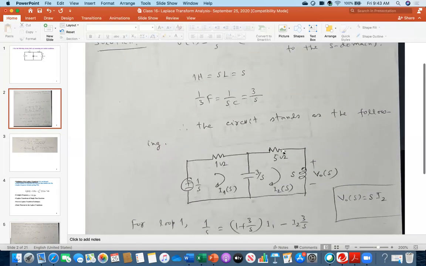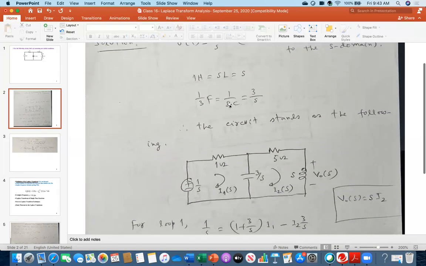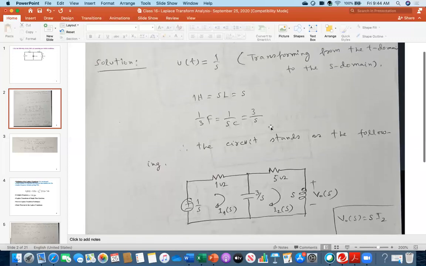So everybody is fine, like how I constructed this circuit? Yes. Yes, sir. Yeah, so that is the very first task.